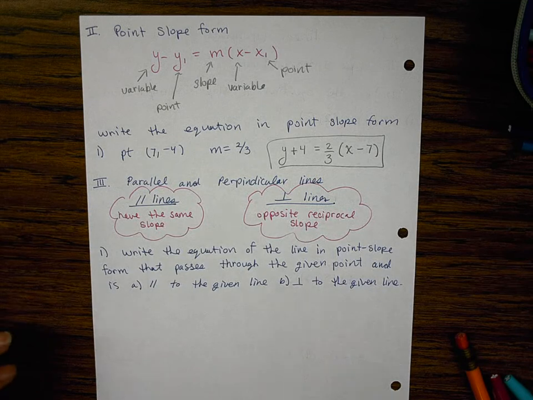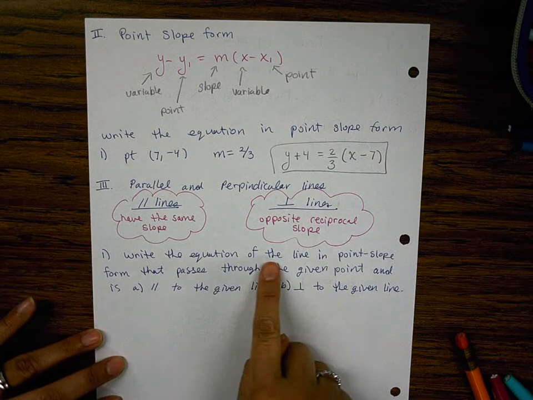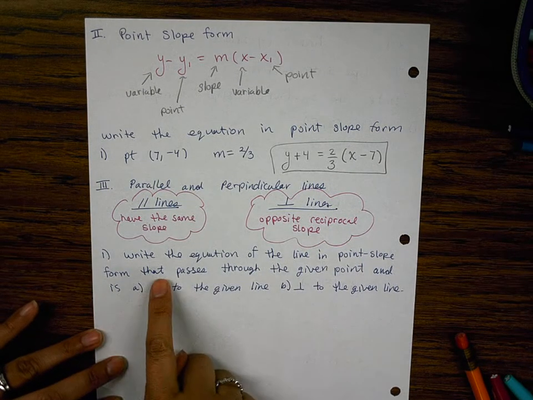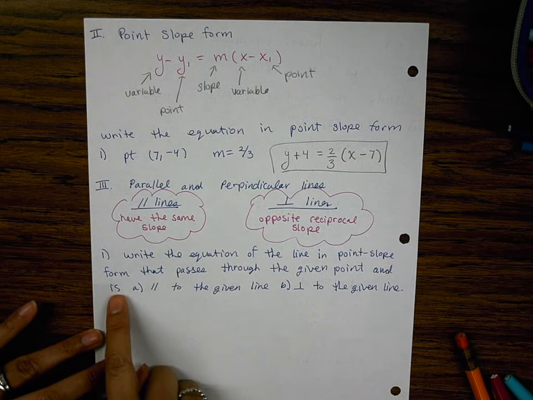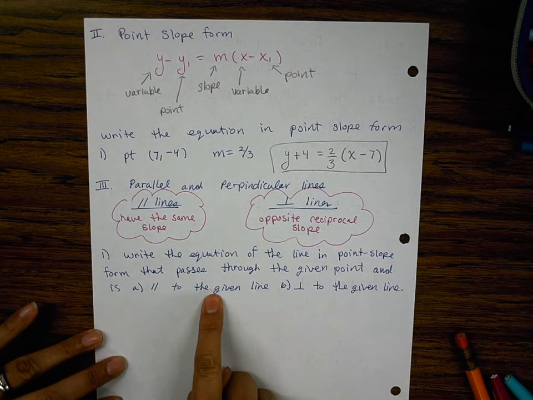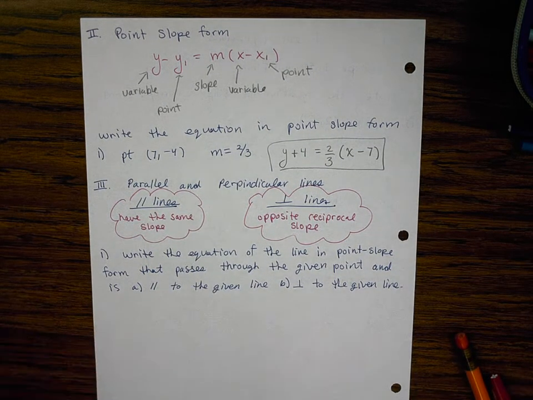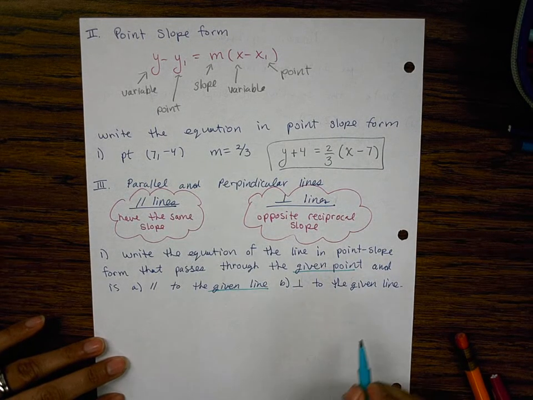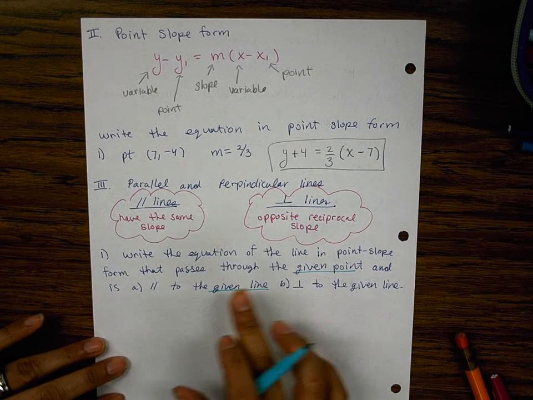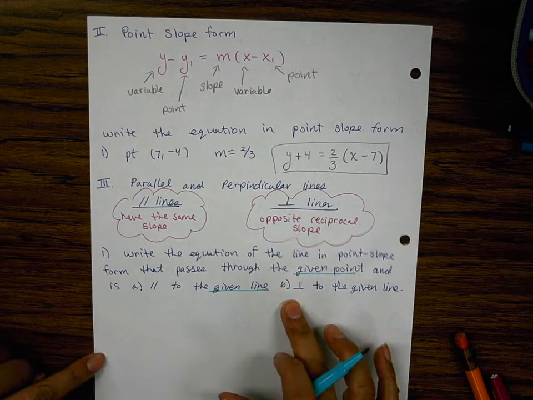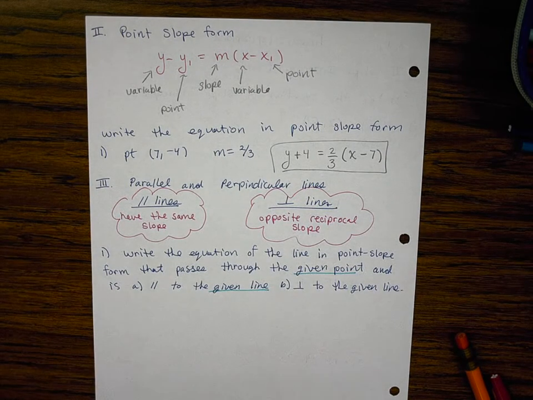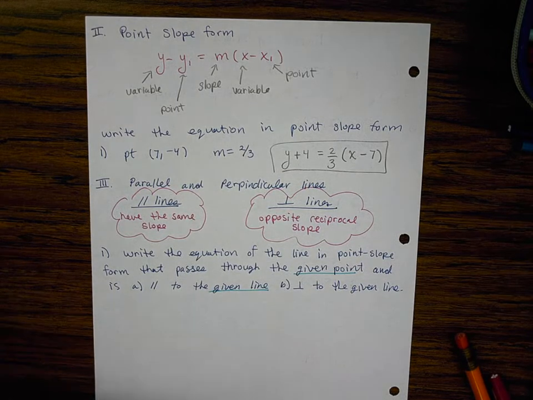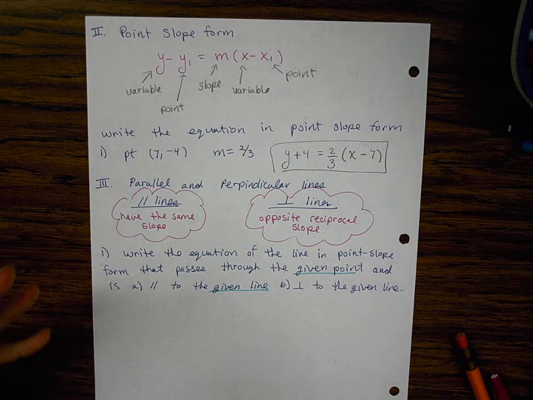This is definitely a test question, so you want to make sure you understand how, first what they're asking and then how to do it. Write the equation of the line in point slope form that passes through the given point and is parallel to the given line and perpendicular to the given line. That means they're going to give us a point, the given point, and they're going to give us a line. We're just going to use that same point and the same line twice, part for A and then part for B.